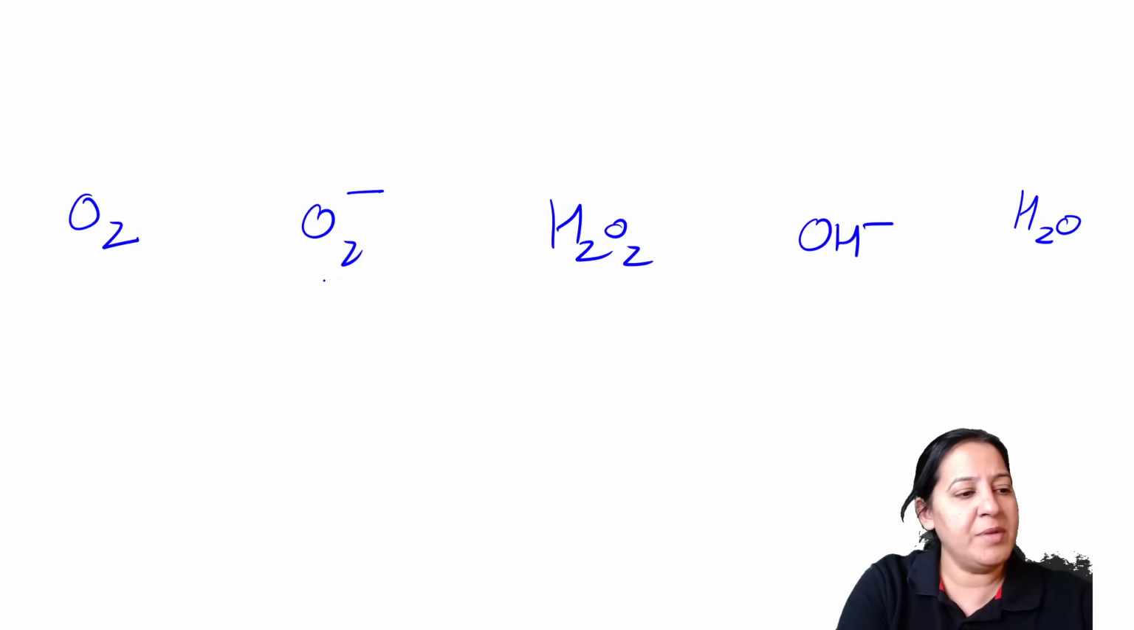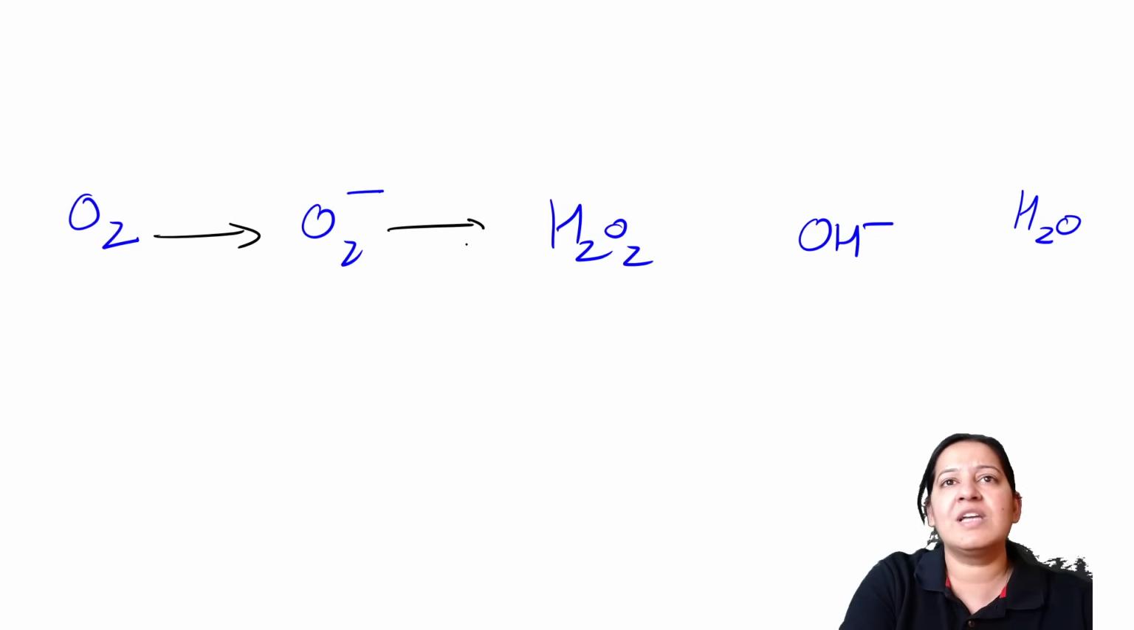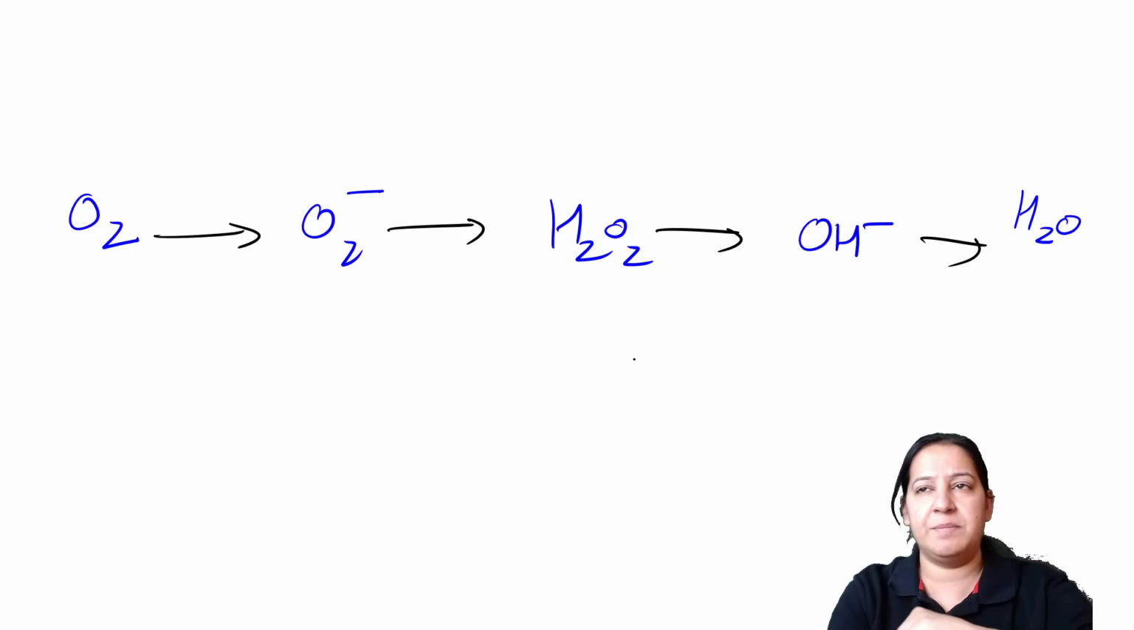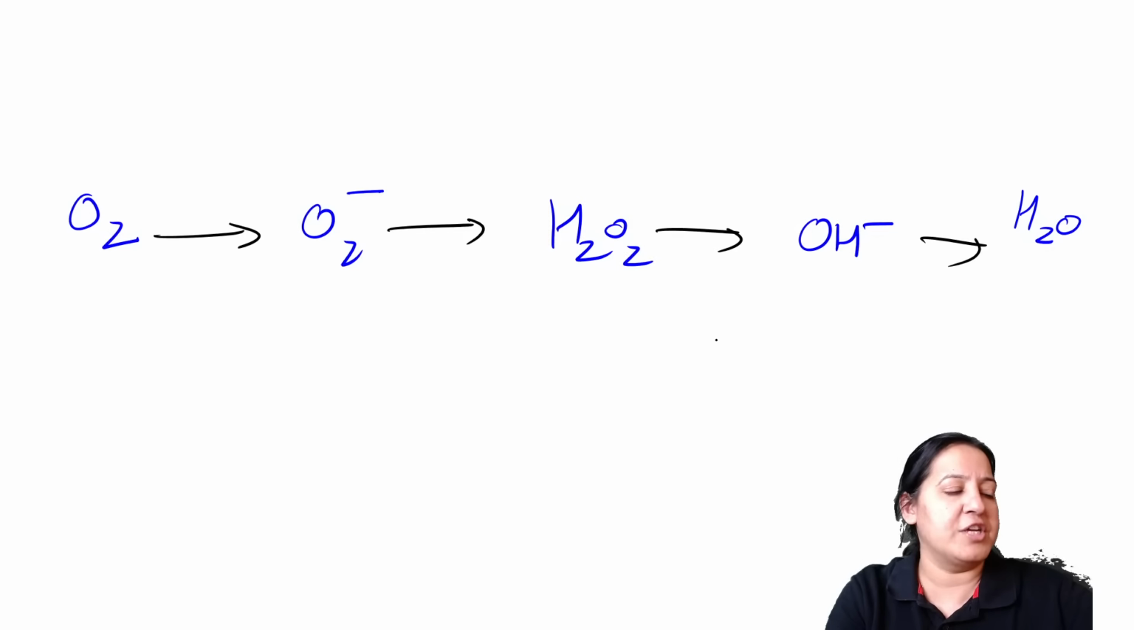Have you got it? Give me a thumbs up if you got it, everyone. So this is the complete sequence. These three are the intermediates. So this reaction is more important. Let me tell you this reaction.